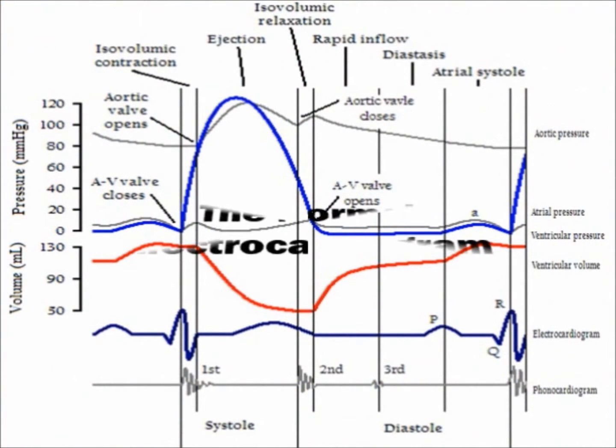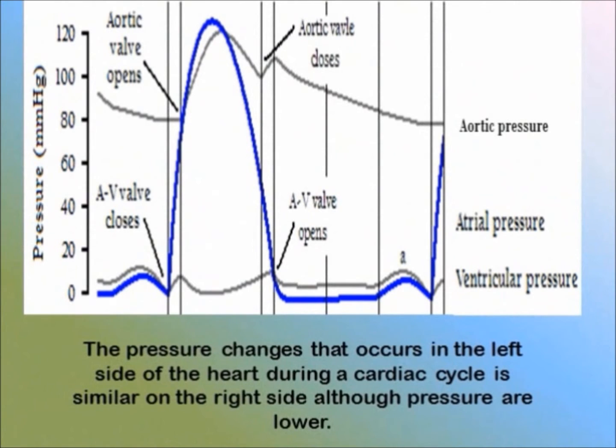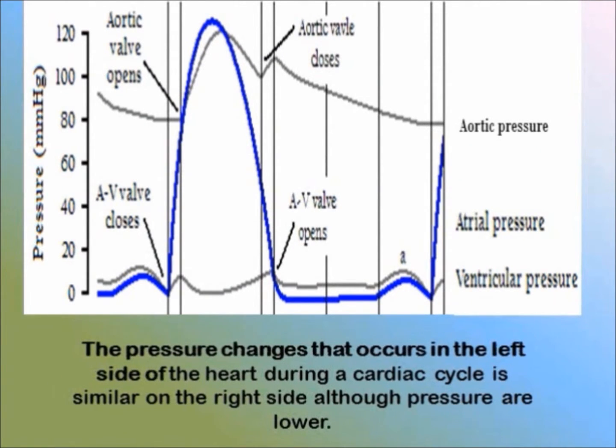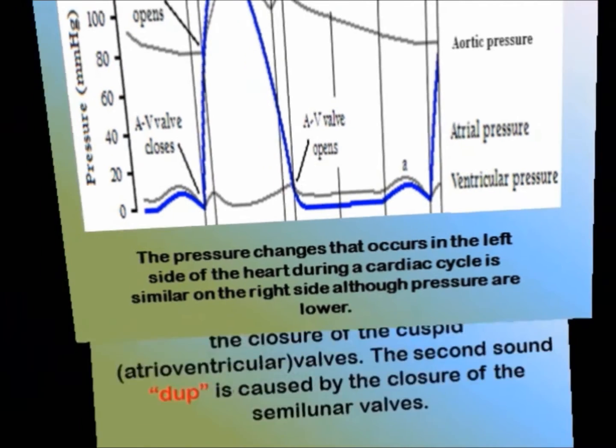This is the normal electrocardiogram. The pressure changes that occur in the left side of the heart during the cardiac cycle are similar on the right side, although the pressures are lower.